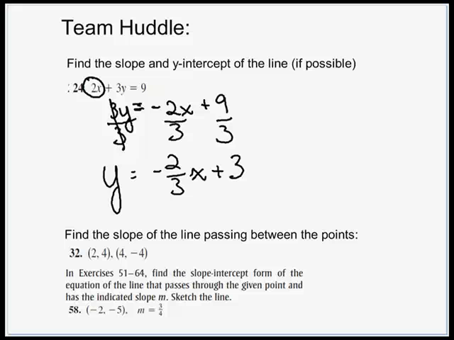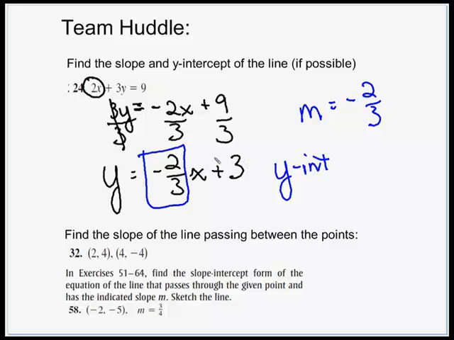So now it's just like the first problem. Here is our slope. It's right in front of the x. Our slope m is negative 2/3. Our y-intercept is this lonely number at the end, positive 3. Y-intercept 3.